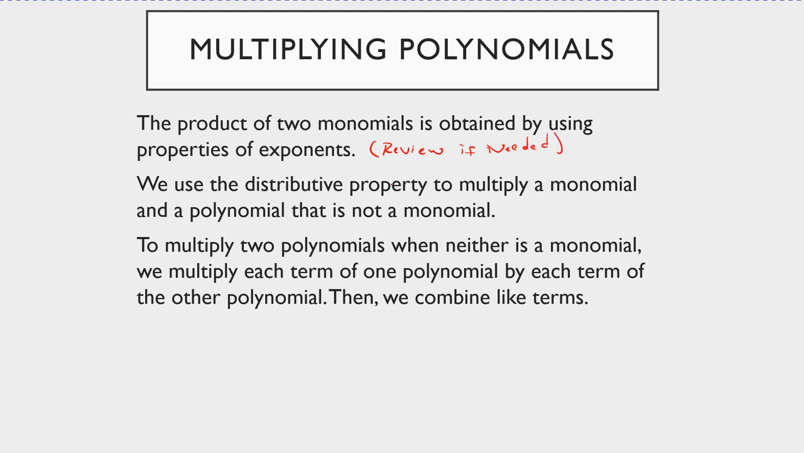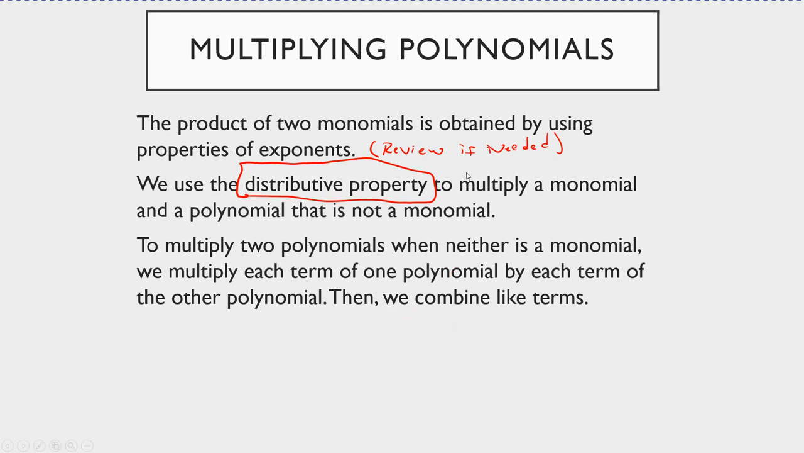All right, but we can use the distributive property to multiply a monomial and a polynomial that is not a monomial. Okay, so I'm going to do some examples where you'll see me use the distributive property. To multiply two polynomials when either is a monomial, we multiply each term of one polynomial by each term of the other polynomial. I'll do an example so you'll see this, and then we combine like terms if we have to.